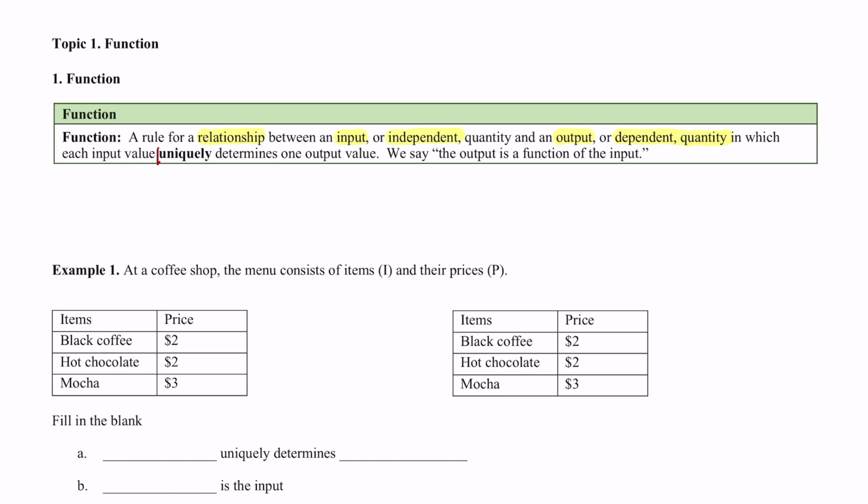I'm going to highlight the important word here. They say uniquely. So for each input, we should only have one unique output. And if the relationship satisfies the condition here, we say the output is a function of the input.